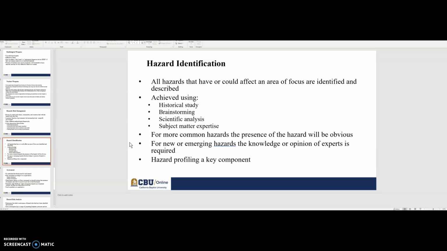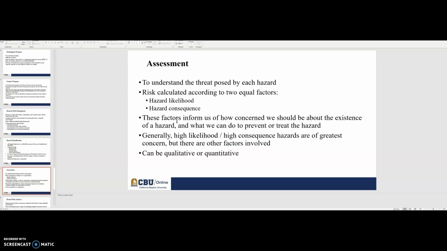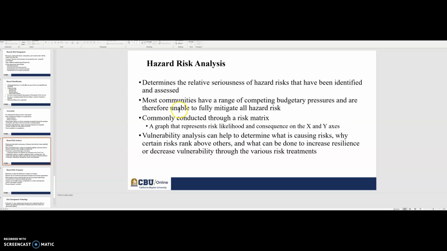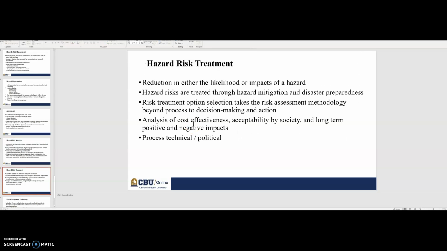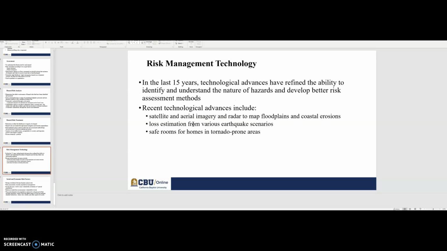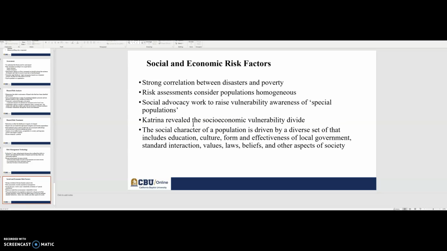I think the biggest one is basically understanding the hazard identification process, the assessment, and how it's calculated in your area, in your community. And then ultimately, this is what it always comes down to, the risk analysis. What is the likelihood that it could happen where you live, and are you vulnerable? And then the hazard risk treatment. But I actually want to get to the social and economic risk factors of it all.